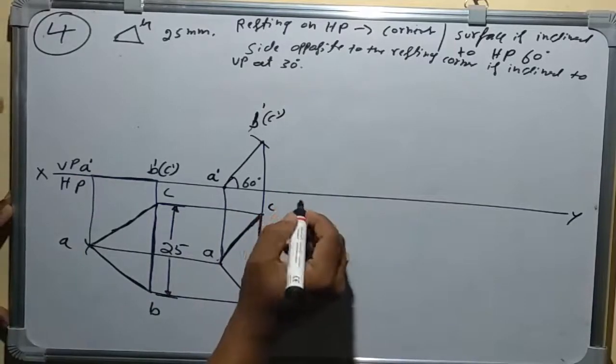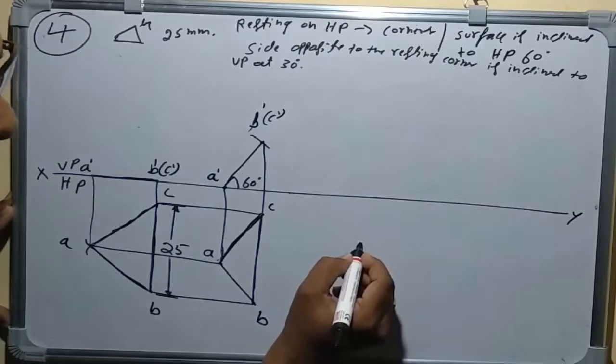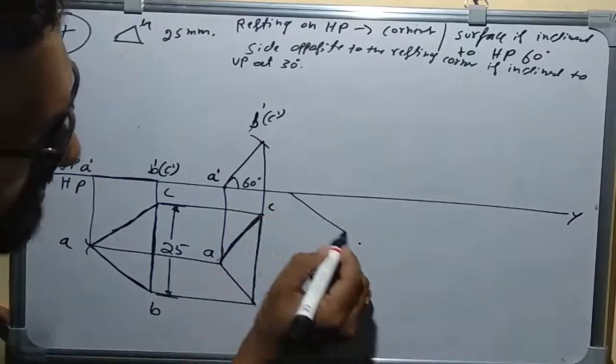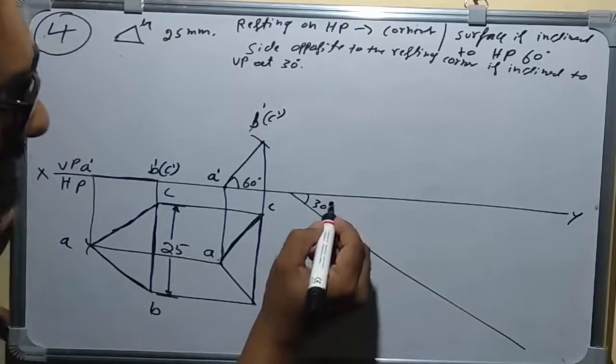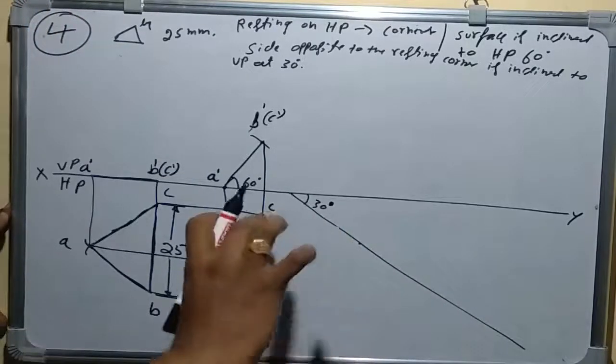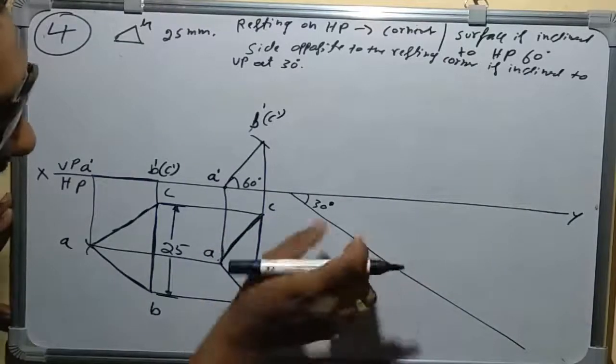So take one reference point here, measure 30 degree from the XY line, get the 30 degree point, and then passing through that draw a normal line, and then on this 30 degree line this BC should be kept. So we can make it first mark, leave some space.